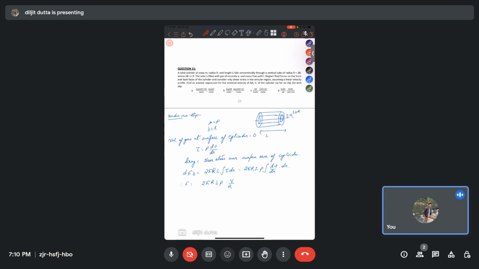A solid cylinder of mass m, radius r and length l falls concentrically through a vertical tube of radius r plus delta r, where delta r is much less than r. The tube is filled with gas of viscosity mu and mean free path L. Neglect fluid forces on the front and back faces of the cylinder, and consider only shear stress in the annular region, assuming a linear velocity profile. Find the analytic expression for the terminal velocity of fall V of the cylinder for no slip and with slip.